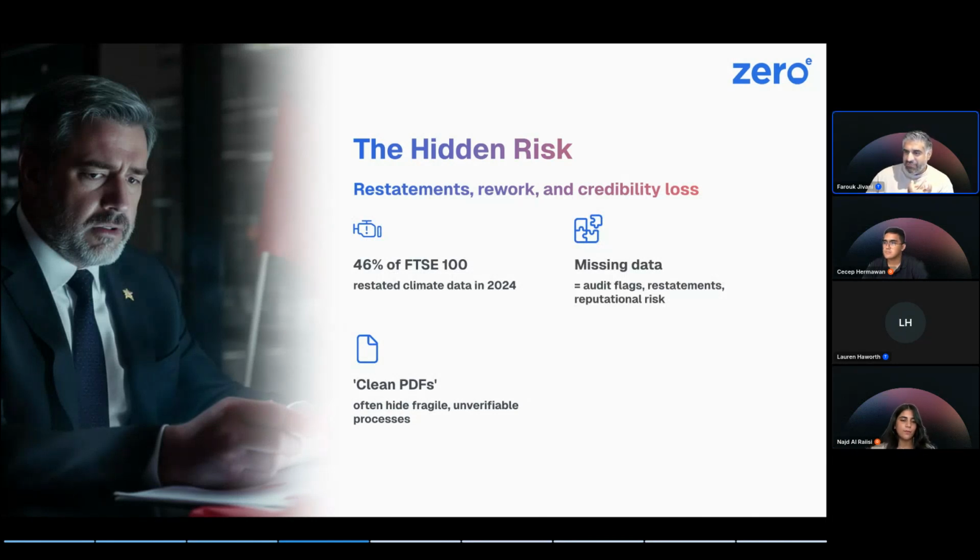And I think if we look at this, there's a stat here on the screen, which is that 46% of the FTSE 100 companies revised or restated their climate data in 2024. I think the devil in that detail is it was scope 1 and 2 data. So that's the most basic; every company that's measuring emissions is going to start with scope 1 and 2.